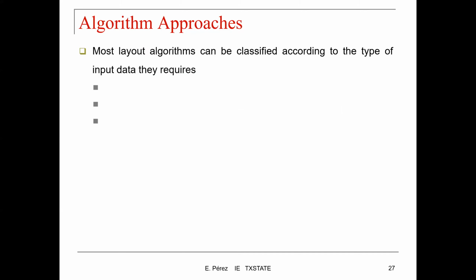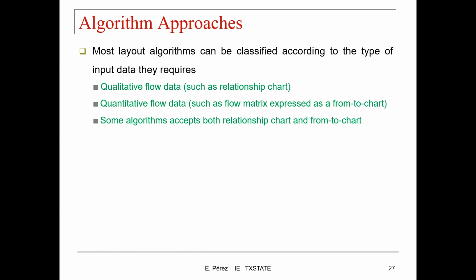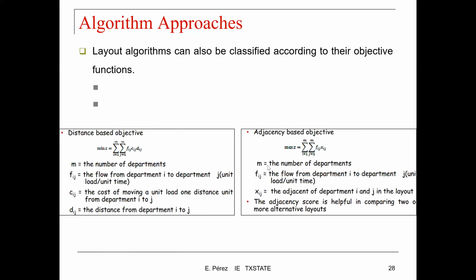Most layout algorithms can be classified according to the type of input data they require. It could be qualitative flow data, such as a relationship chart. It could be quantitative flow data, such as the flows or flow matrix expressed as a from-to chart. And some algorithms accept both relationship chart and from-to chart. Layout algorithms can also be classified according to their objective function. For example, minimizing the sum of flow times distances.